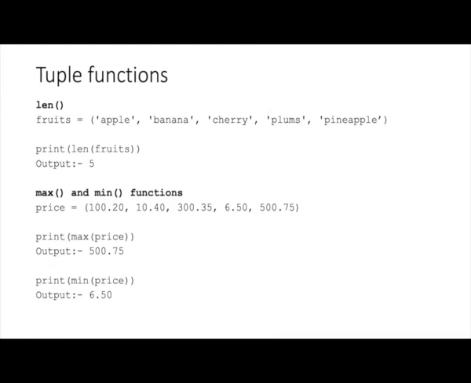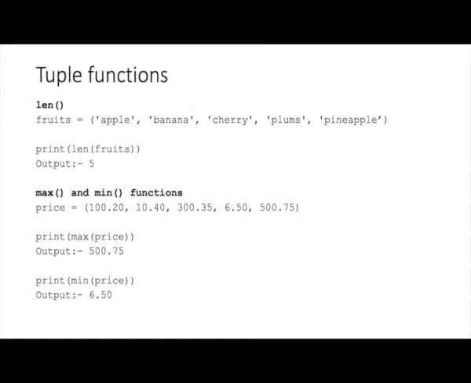For example, here we use the same tuple we have been using so far, the fruits tuple. The fruits tuple again has 5 elements: apple, banana, cherry, plums and pineapple. Now, I say print len and pass the fruits tuple as a parameter to the len function, and I try to print it. What is the output? The output is 5. Yes, there are 5 elements; the length of the tuple is the number of elements in the tuple. Now, coming to the demonstration of max and min functions.